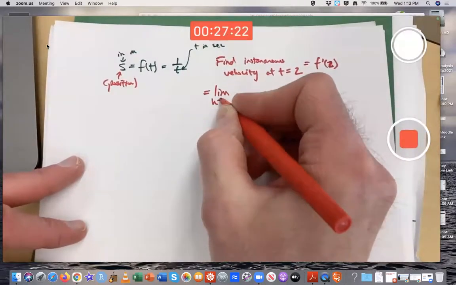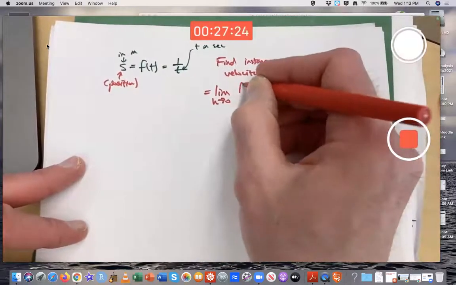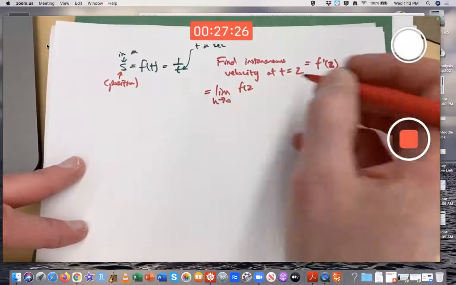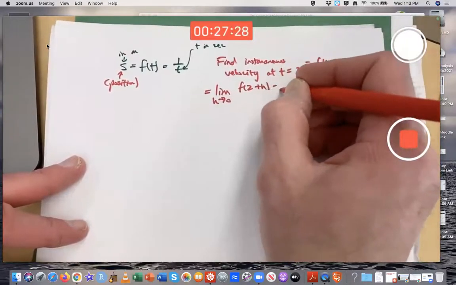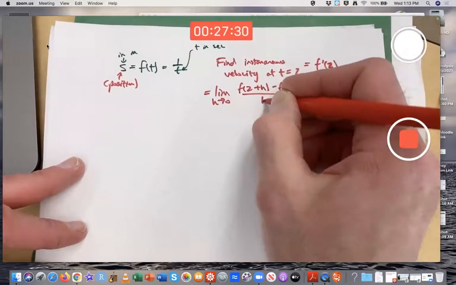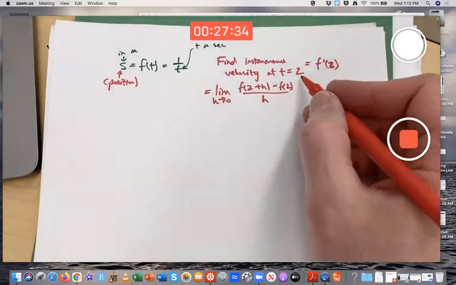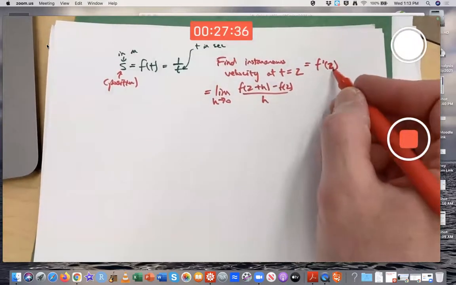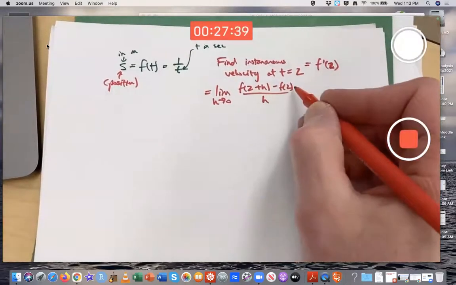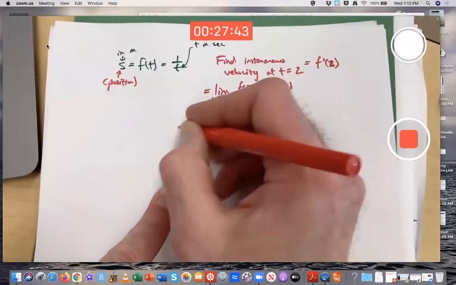So that is again going to be the limit as h goes to 0 of f of 2 plus h minus f of 2, divided by h. And maybe I should have chosen a different time, like 3 or 4. If this were time 3 here, then I'd put a 3 here and here. But I didn't, and I'm not going to change it now.